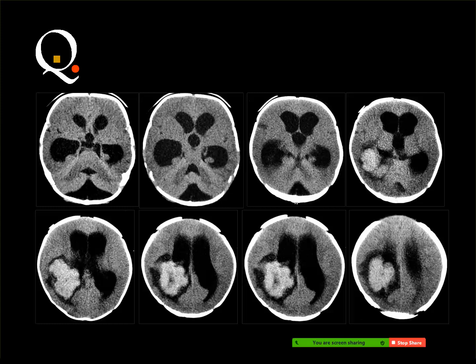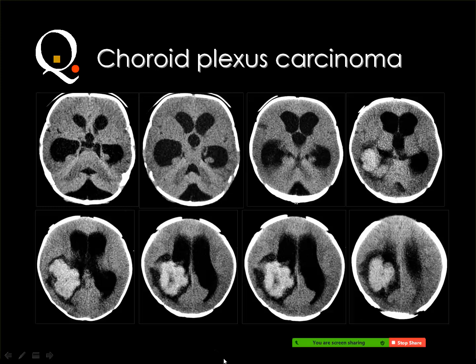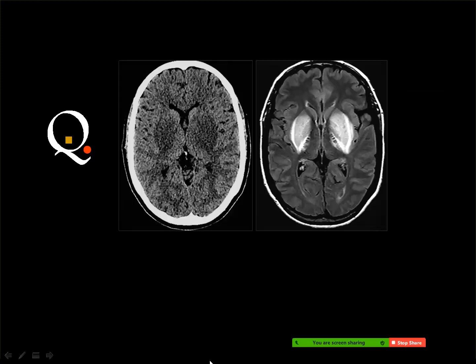Papilloma. Right. Yes, and the difference between papilloma and carcinoma is the extension of the tumor outside the ventricle. And the extension of the tumor outside the ventricle is known by the development of brain edema at the margin of the tumor. And here you can easily appreciate the presence of some edematous changes along the outer margin of the lesion, diagnostic of choroid plexus carcinoma.